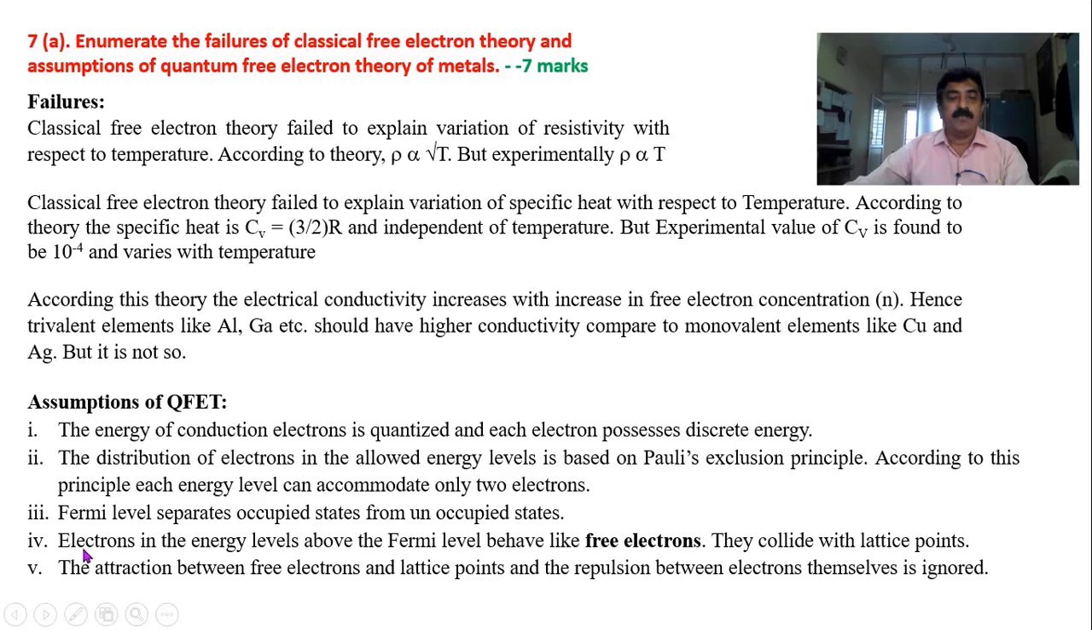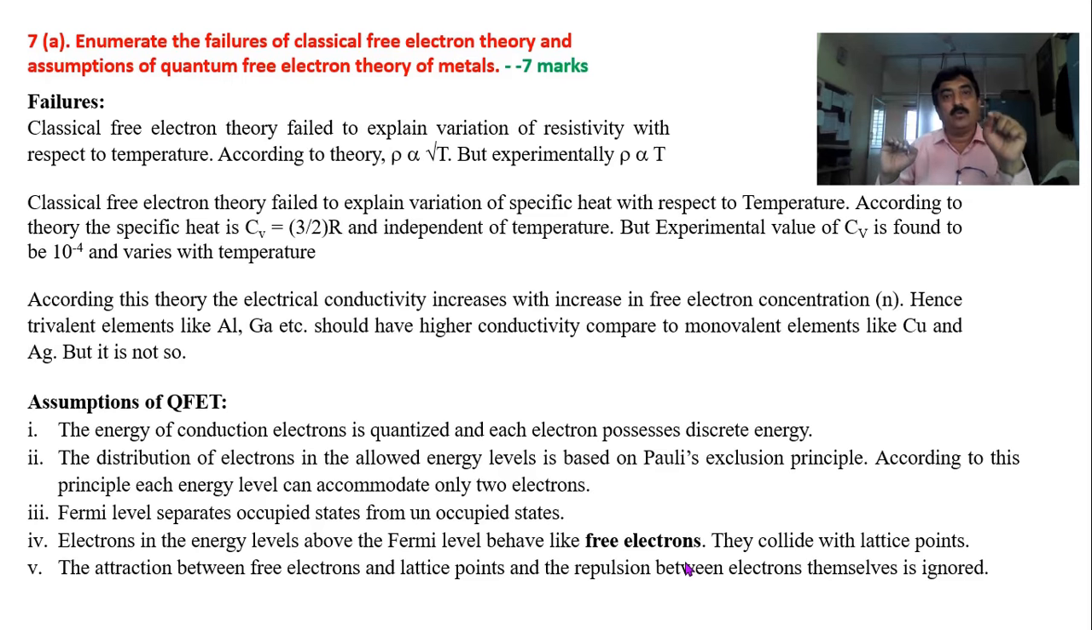Okay. Next, electrons in the energy levels above the Fermi level behave like free electrons. This is also one of the important assumptions. See, this is the Fermi level. Above there is a vacancy, below there is occupancy. Now you raise the temperature. These electrons which are near the Fermi level will go and sit above this. Now once they come above the Fermi level, they become free. They can move randomly. They can collide with each other. So then I can call it a free electron. As long as it is in the Fermi level, as long as it is below the Fermi level, I cannot call it a free electron.